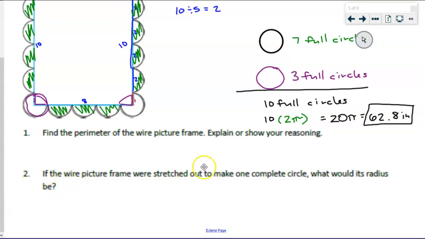We're now answering question 2. I know how much wire I have. What if I take all that wire, stretch it out to make one big circle? What is that radius going to be? Pause the recording here and get going. Ready, set, go. All right.